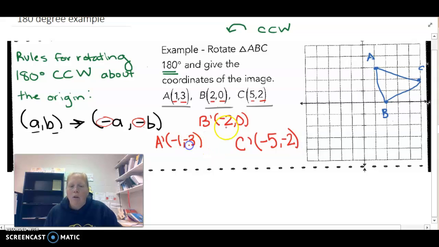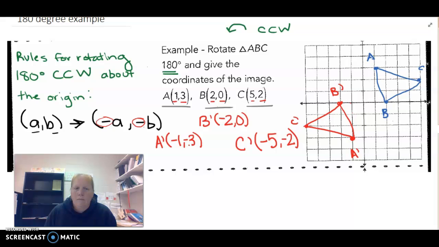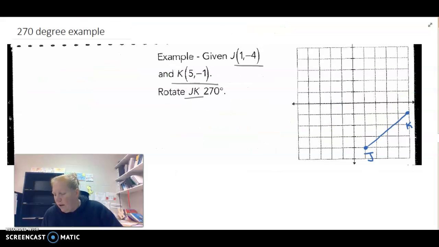Now go ahead and plot this new triangle. Make sure to label it A prime, B prime, and C prime. So after you plot it, you should have something that looks like this. And do note that these should be congruent figures, and if they're not, double check yourself because you did something wrong. All right, so the last one here, we are going to rotate it 270, and remember, we're going counterclockwise.